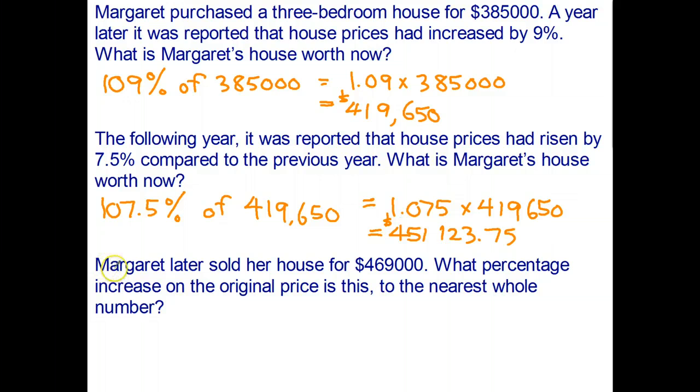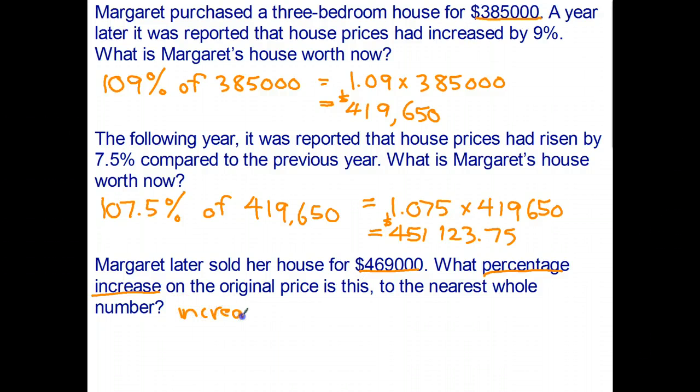Okay, last question. Margaret later sold her house for $469,000. What percentage increase? So again, we're looking for a percent. What percentage increase on the original price is this to the nearest whole number? So the original price was $385,000. We've got to work out what her increase was. So let's work that out first as a separate equation.